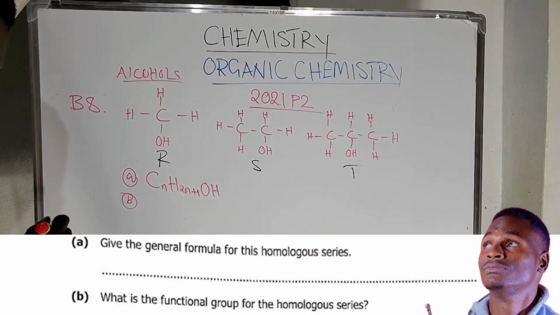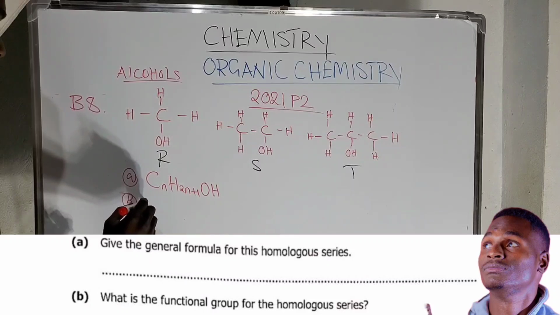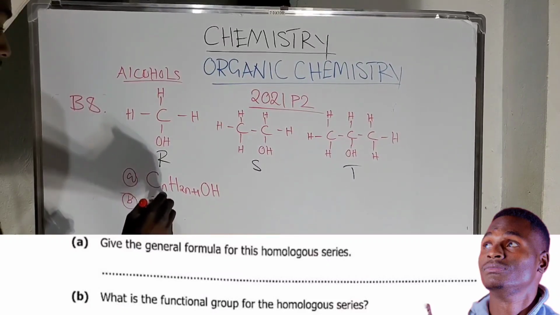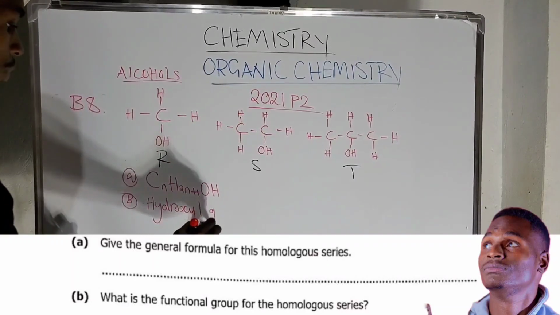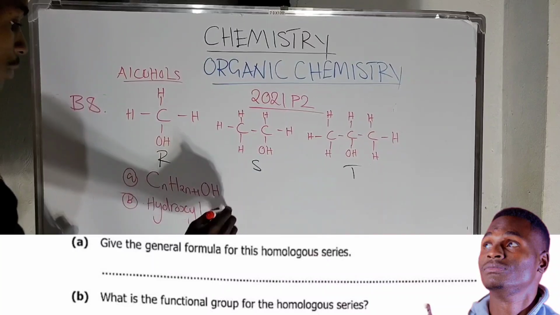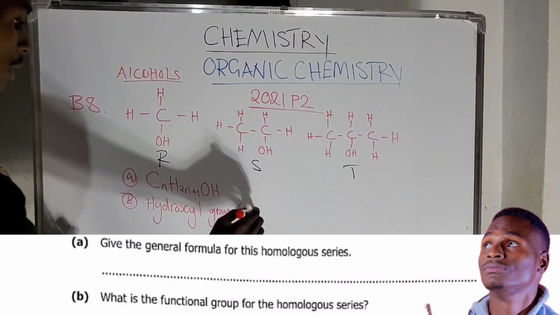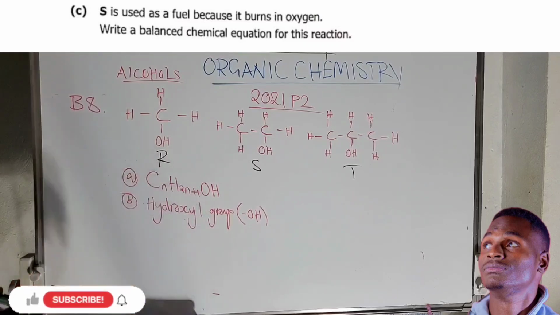Question B. What is the functional group for the homologous series? For the homologous series, it's simple. So the functional group is called hydroxyl group. Okay, hydroxyl group, which is like this. This one, OH, is called hydroxyl group.